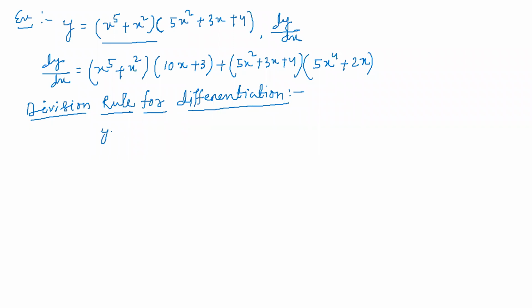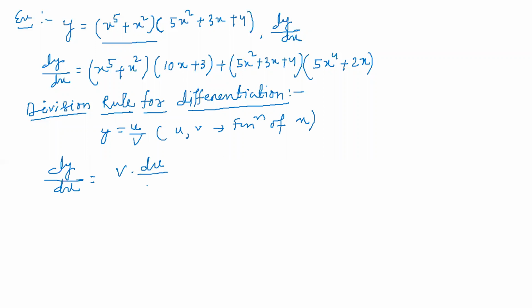First, let there be a function y is equal to u by v. Here also u and v are functions of x. In the previous two conditions we multiplied; here we have divided two quantities. So dy by dx is equal to, students, v into du by dx minus u into dv by dx, divided by v square.